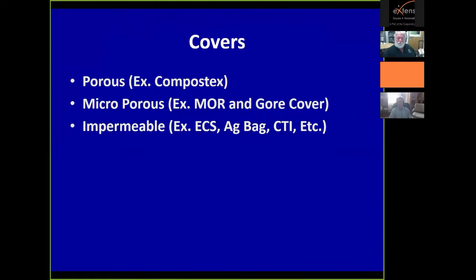Now, we talked a little bit earlier about covers for aerated static pile and also for windrow systems. We're seeing more and more covered composting systems. We have what are called porous covers. Compost Tex is the brand name. These tend to be polyethylene fleece type covers. Micro-porous is a particular chemical configuration that is used to make Gore-Tex fabric for Gore-Tex windbreakers. That's offered by a couple of producers. And we have impermeable covers that have air holes in them of one form or another.